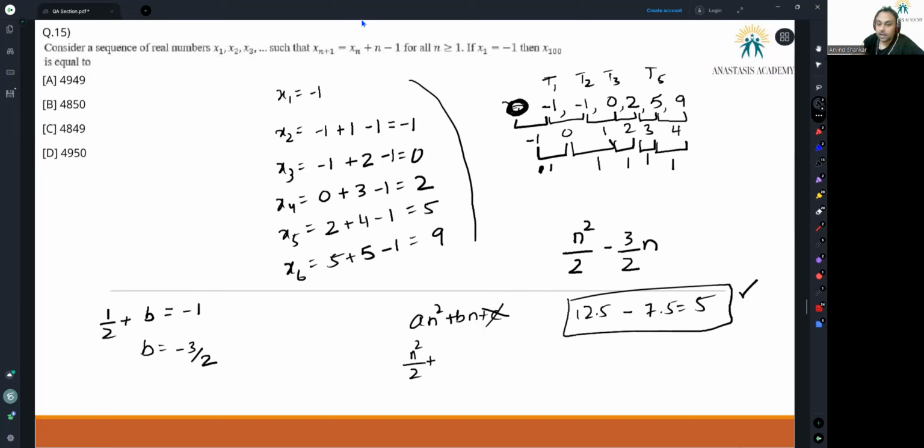Let's plug in n equal to 100, because that is what we need, x100. So we will have 10,000 minus 150, or the net answer will be 4850. This is one way of doing it. Technically, everything is getting covered here.